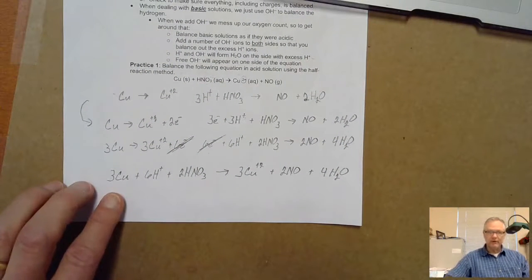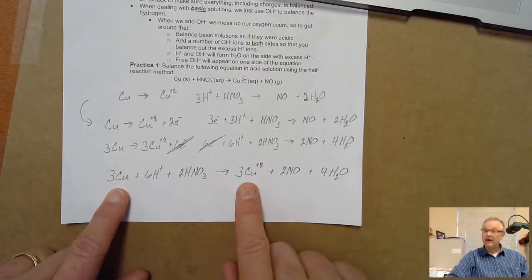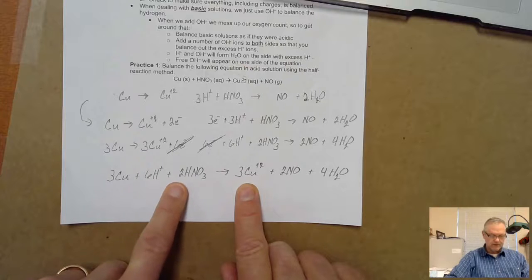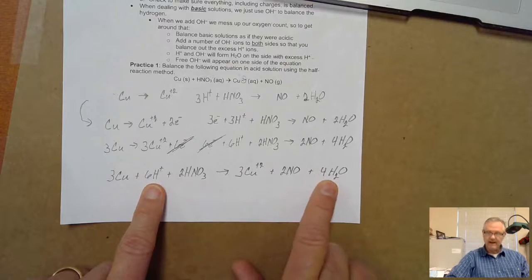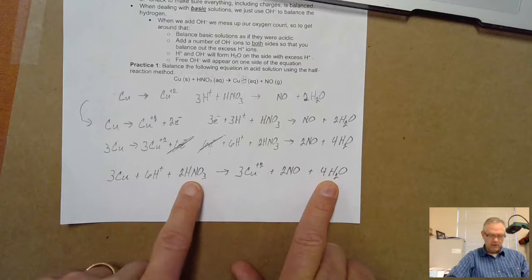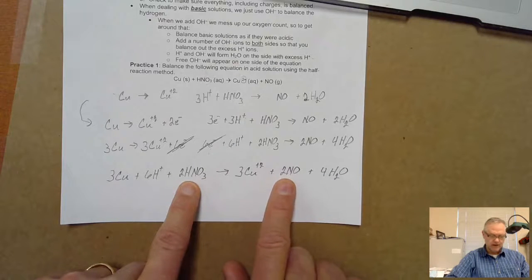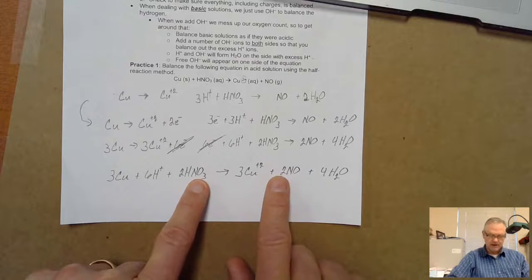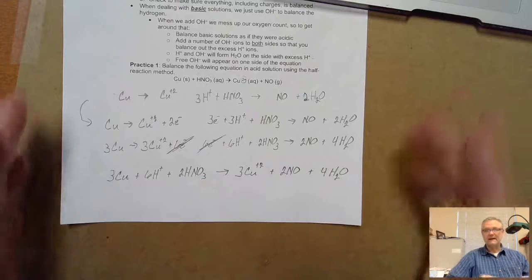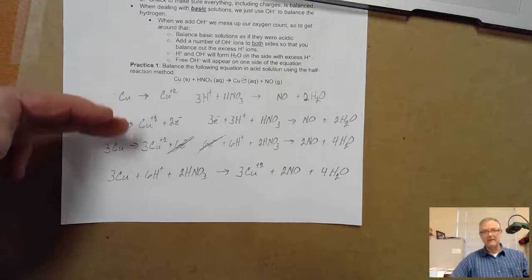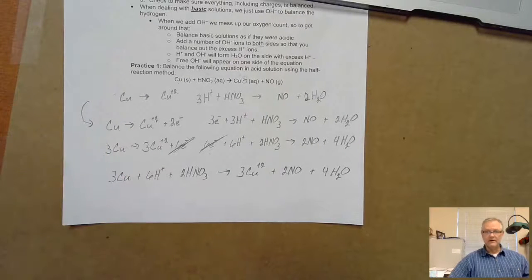Now I'm going to double check everything. I've got 3 coppers, I've got 3 copper ions. I've got 6 hydrogens here, plus 2 more, which is 8. I've got 8 hydrogens here. I've got 2 nitrogens, and I've got 2 nitrogens. I have 6 oxygens: I have 2 plus 4. It's balanced. Guys, these are almost impossible to do just by guessing. You have to go through step by step by step in order to do these.